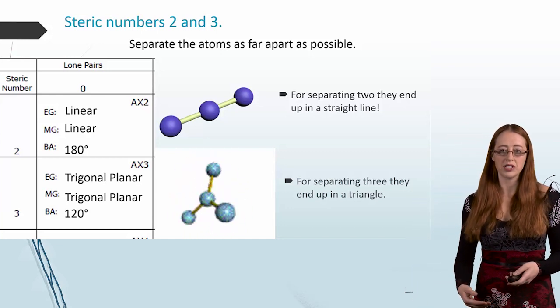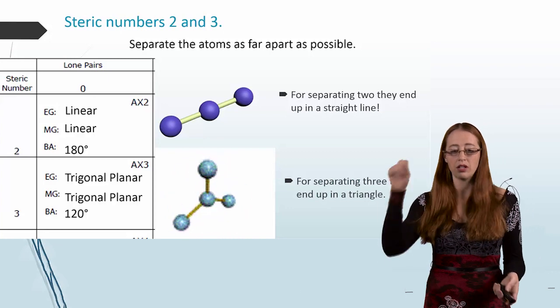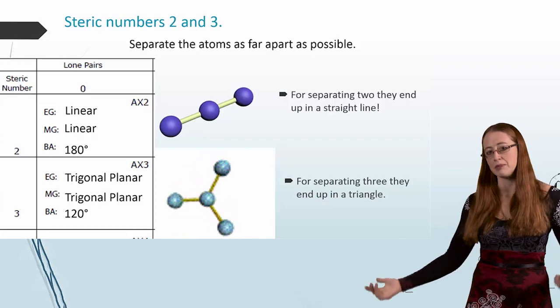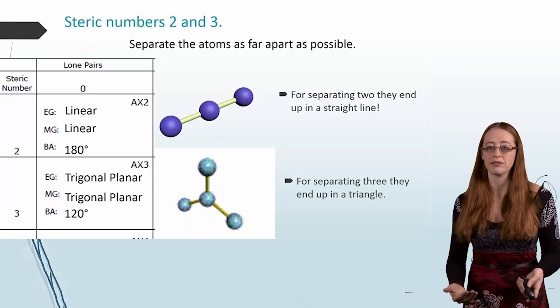The bond angles for this one too, you don't need to worry about memorizing because we know that all the way around in a circle is 360 degrees. And if you divide 360 by 3, you get 120. So no need to memorize that one either, just think about what it looks like.